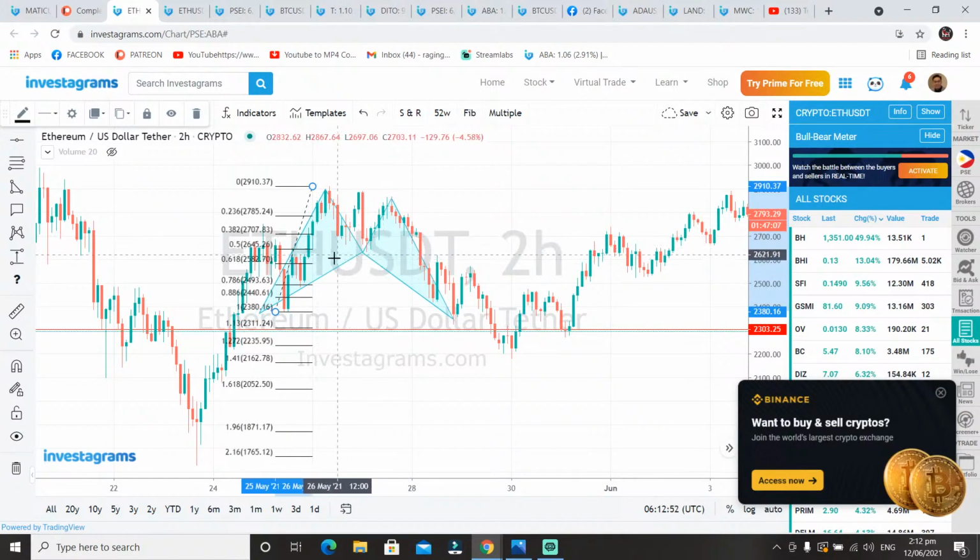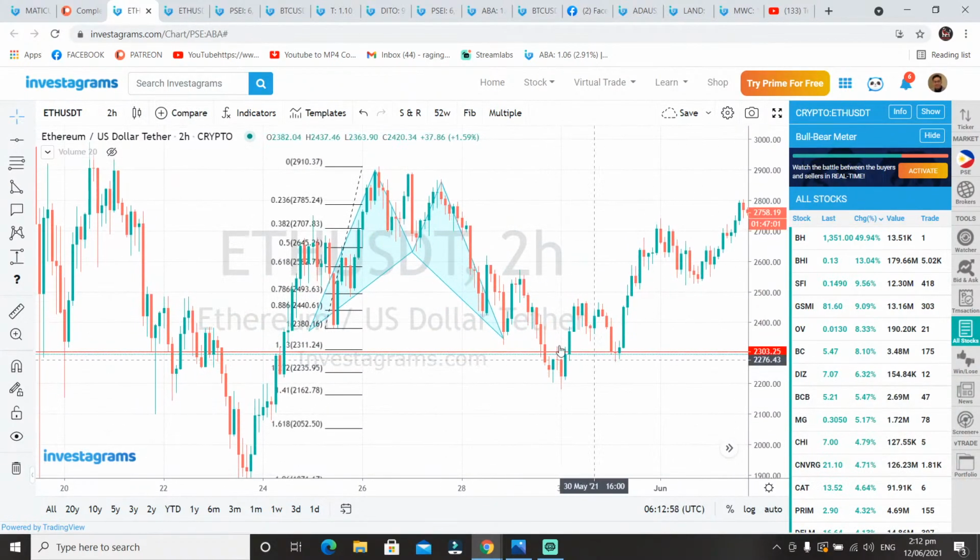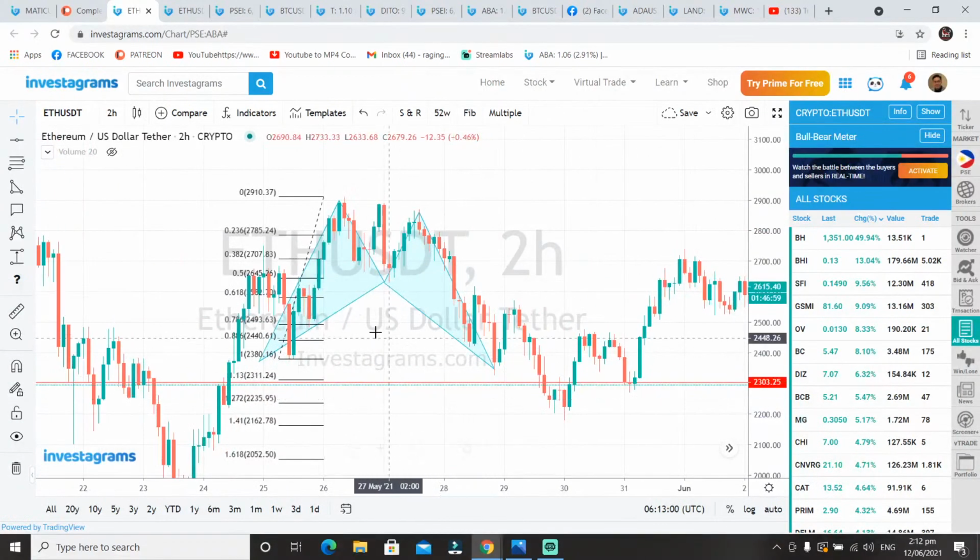I'm going to teach this to you next time. This is just a bad pattern. You can actually Google it on the internet. So this is one pattern: X, A, then that's the highest, then B, then C.